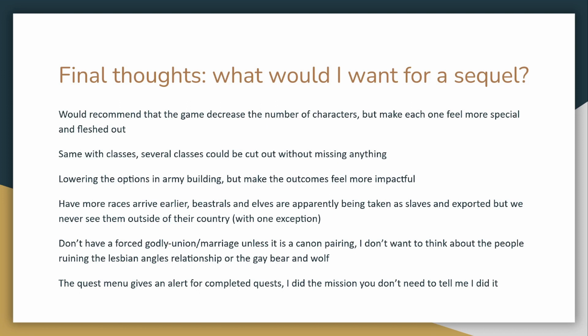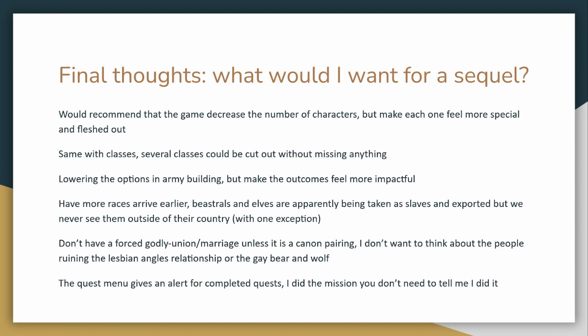I would also have other races arrive earlier in the story. Beastrels and elves are apparently being taken as slaves and exported to the main country, but we never see them outside of their country, with one exception being a single Beastrel who's up in Albion. He gives you a side quest, actually, and it is the strangest side quest I think I've ever seen. It tells you to go back to a country and ask them if they have any support to give you. It just boggles the mind that they would hide this item and not give it to you if they're already working for you.